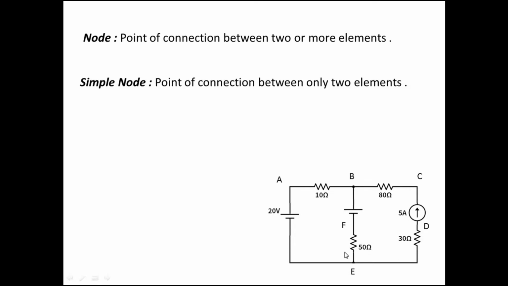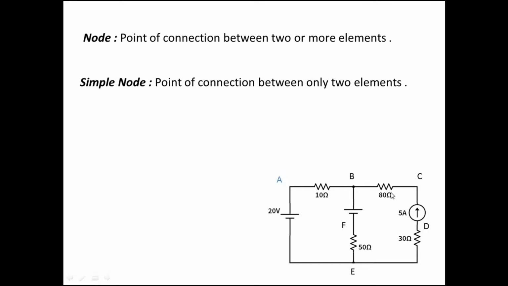And next is simple node. We told that a node is a point of connection between two or more elements. But if the node is formed by only two elements, it is called a simple node. For example, A is formed only by two elements, 20 volt and 10 volt, so A is a simple node. B is formed by three elements, so it is not a simple node.